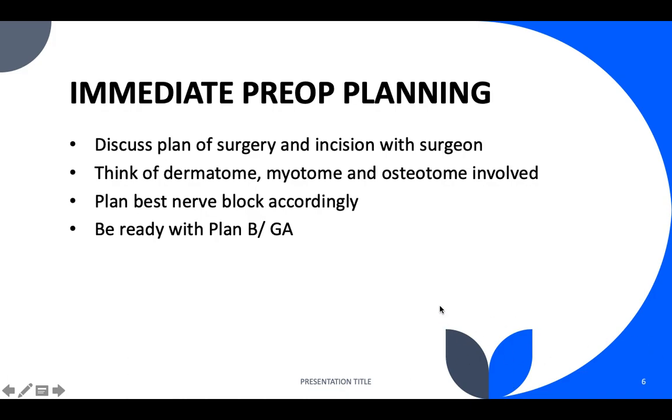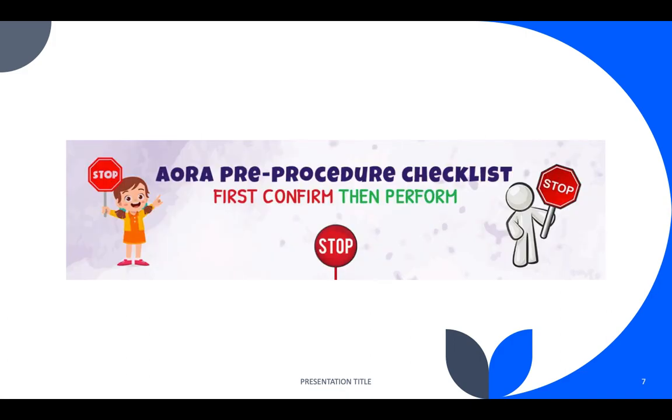So we have to think of the dermatome, myotome and osteotome involved, and accordingly we have to plan the nerve block. And we should always be ready for plan B, or general anesthesia, for any block procedure. Even if you are an expert, sometimes the block fails and you have to go for general anesthesia, and sometimes because of some complication we have to go for general anesthesia. This is again a very good pre-procedure checklist prepared by ASRA.